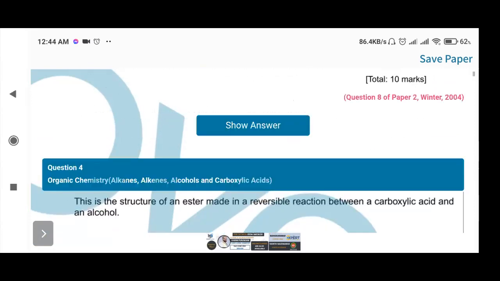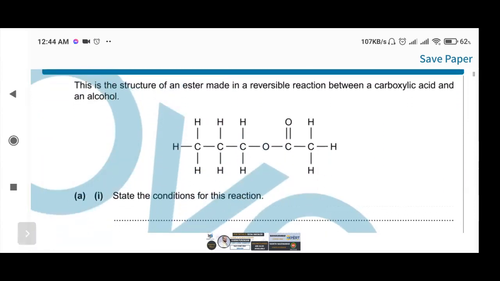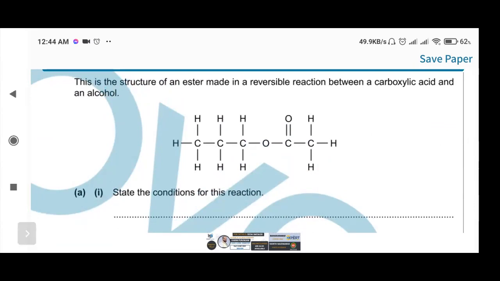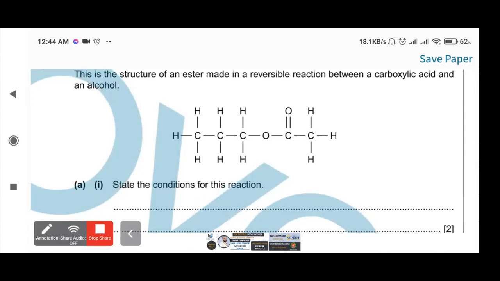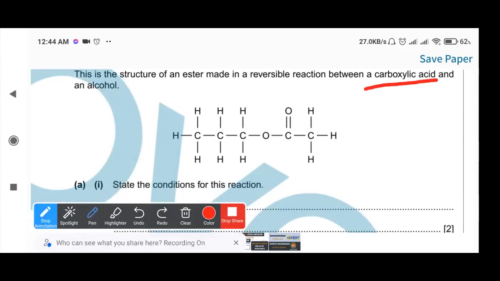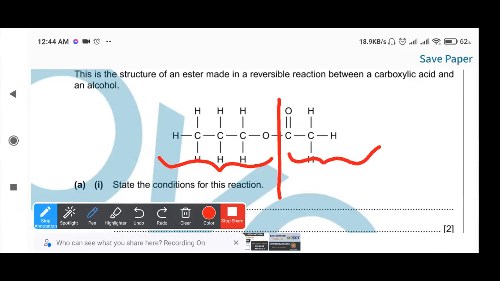Now, what is the question? This is the structure of an ester. We are forming an ester between a carboxylic acid and an alcohol. So this is the ester linkage, the COO. Here we have to separate between the C and O bonded in the middle, and this part is the alcohol part, and this part is the carboxylic acid part.